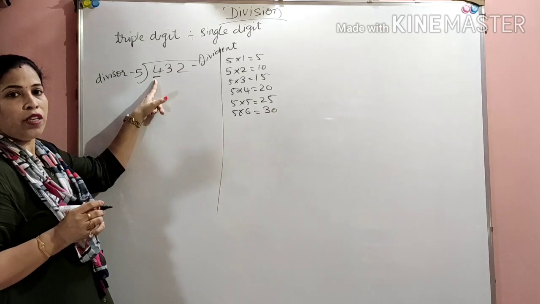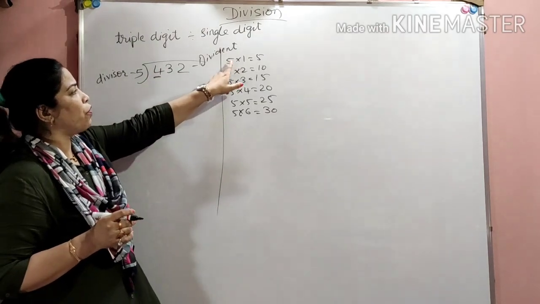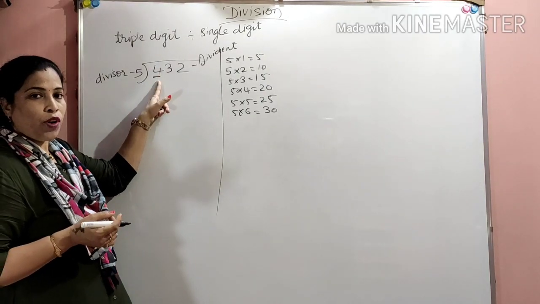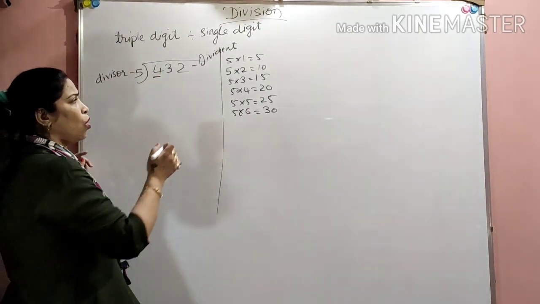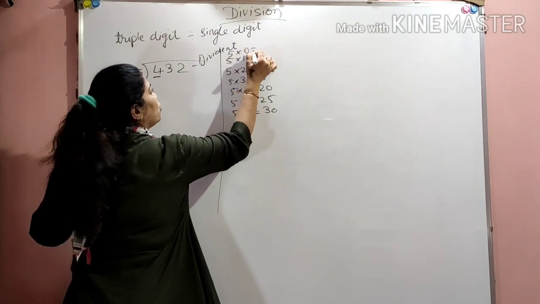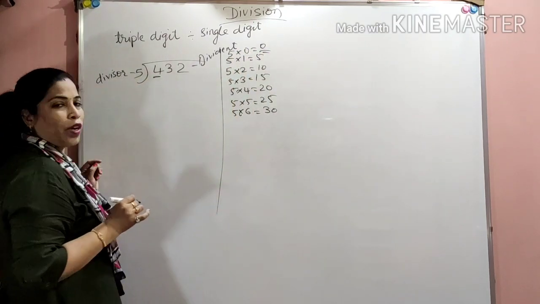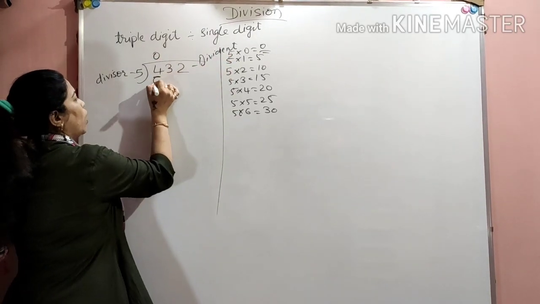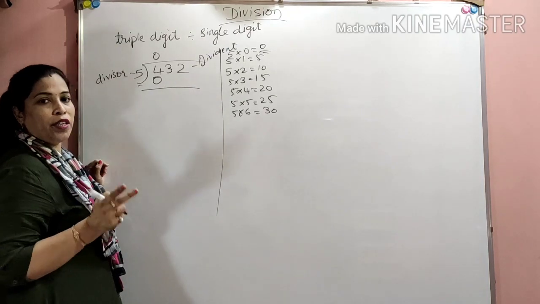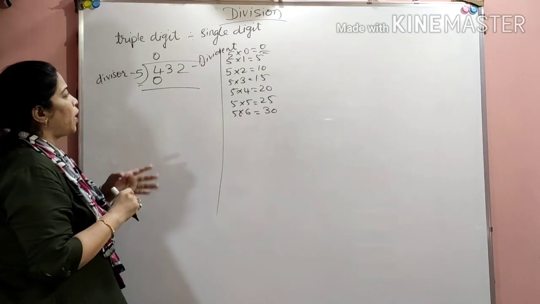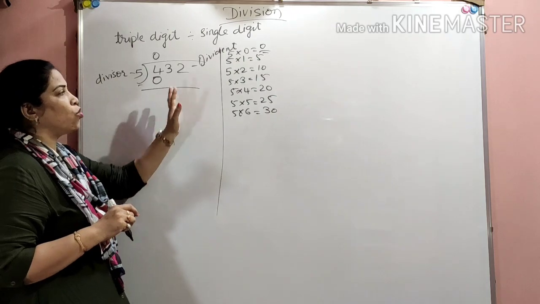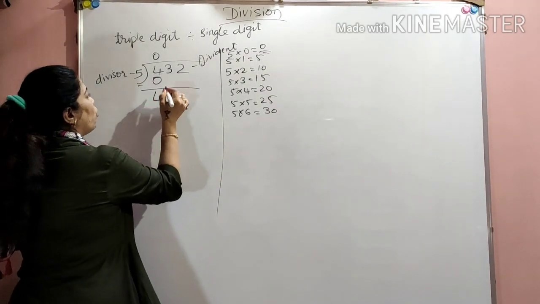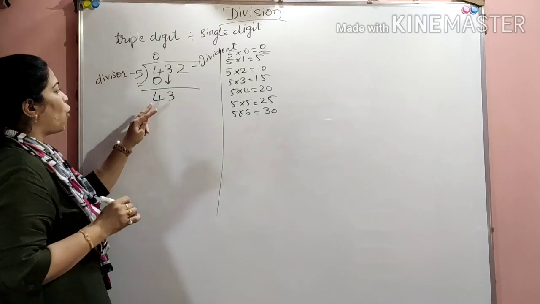Now we are going with single digit. First we will see, 5 ones are 5. But here 4 is the smaller number. 4 is smaller than 5. So what we have to do? We will take 5 zeros are 0. So I have taken 0. See children, the same method as in double digit goes for your triple digit also, 4 digit also. The method is same. So here 4, then this 3 will come down, then I got 43.